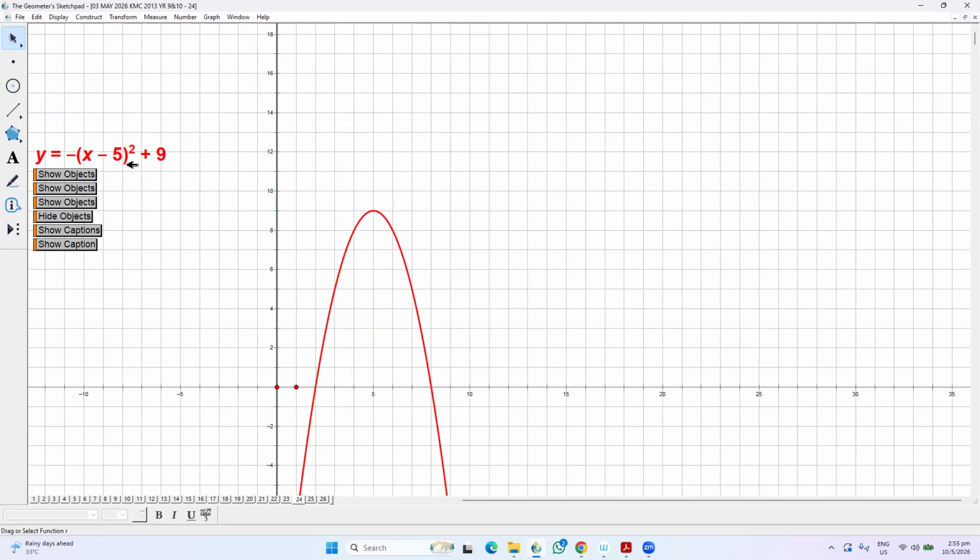If we have x minus 5, here is 5. If we don't add 9, it will be inverted down here. Because we add 9, it moves up 9 units. So we got the maximum.